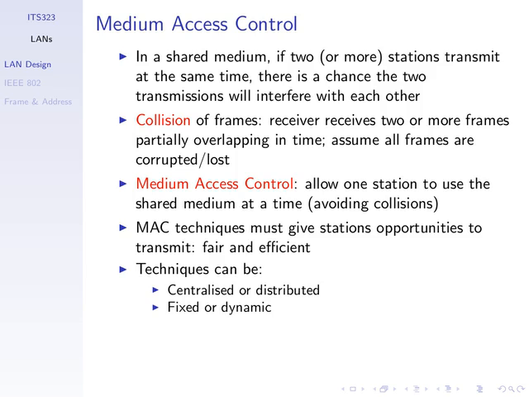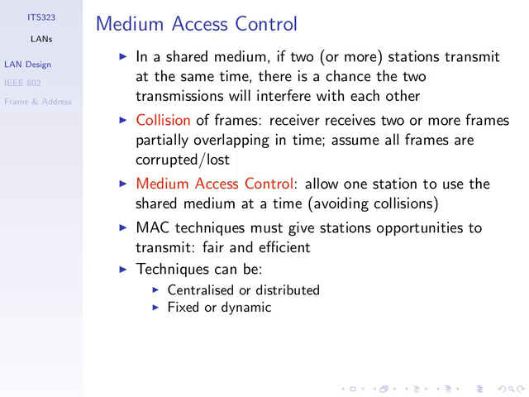When we talk about transmitting signals, we can talk about interference. But if we look at frames, a frame is in fact a sequence of bits made up of transmitting signals. If two frames are transmitted at the same time, we say that there's a collision of frames. Those frames collide with each other at the receiver. The normal assumption is that if a receiver receives two or more frames overlapping in time, either fully or just partially, then all frames are corrupted or lost. That is, the receiver cannot understand any of those frames.